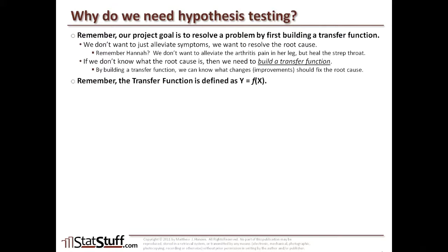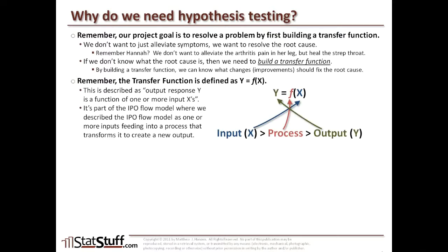Now, if you recall, the transfer function is defined as y equals f of x. That is, the output response of y is a function of one or more input x's. It's part of the IPO flow model that we described before, where we have an input that leads to a process and an output. The y refers to that output. The process piece refers to the function that's applied to an x, the x being the inputs that are part of it. So it's really expressed in the IPO flow model as an equation.